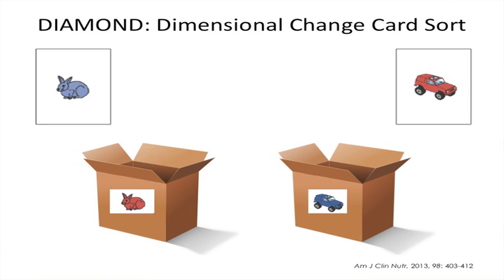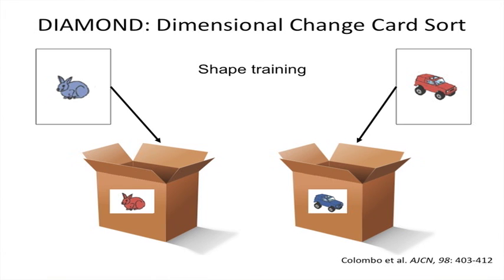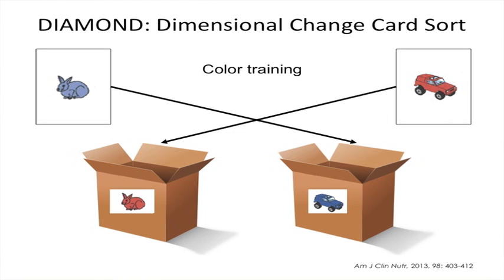You present kids with, for example, a picture that can be sorted on one of two dimensions. So you can take the blue bunny there, and you can sort it based on color, in which case it would be sorted with the blue car, or it can be sorted based on shape, in which case it would be sorted with the red bunny. So you can sort on shape, or you can sort on color.